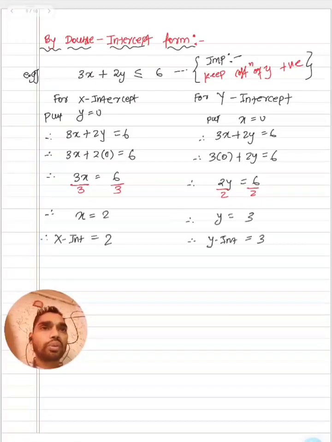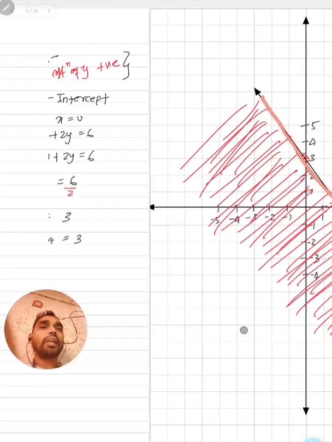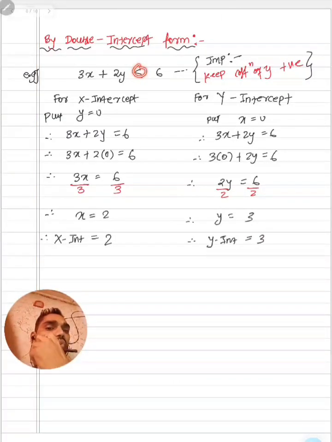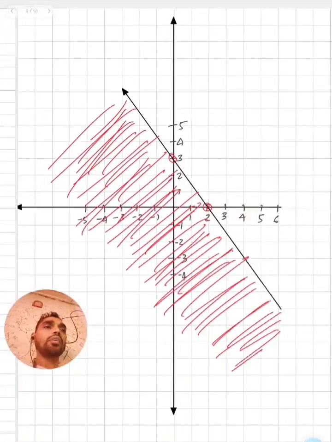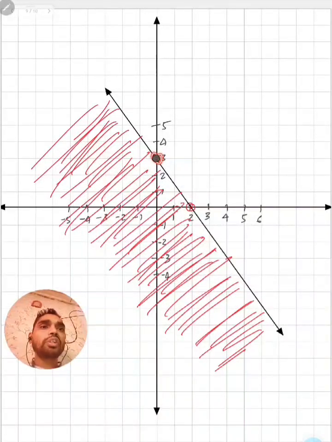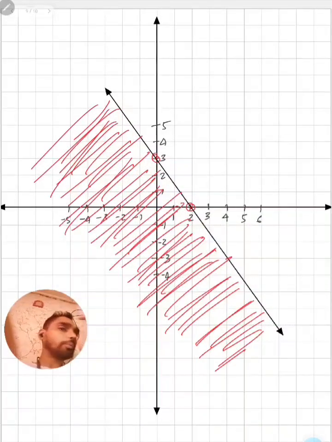Directly, what we have to see is what is written over here, the inequality symbol, which is less than or equal to. That's why we are using the solid line. And since it is less than, that means on the y-axis from the y-intercept, we need to take all the values which are less than that y-intercept. The y-intercept is 3, so we need to take all the values on the y-axis which are less than 3. So these values are included, that's why we are shading below the line, okay. We need to shade below the line, okay.